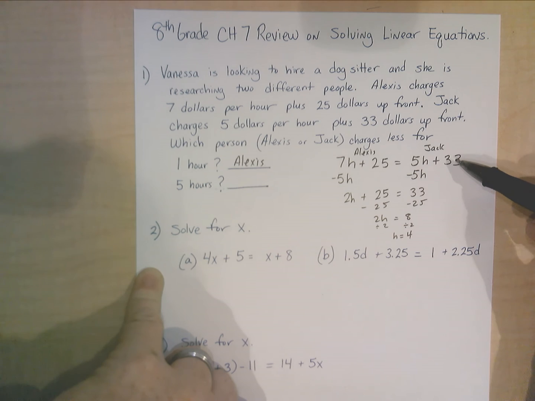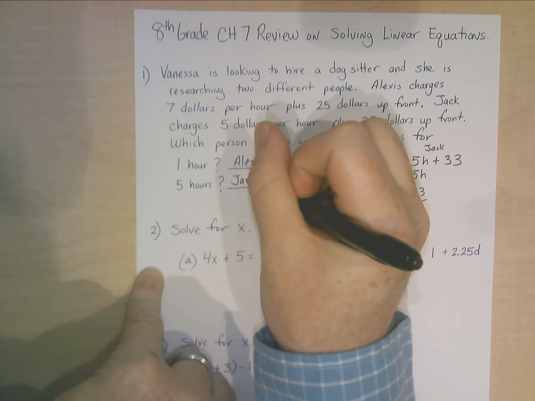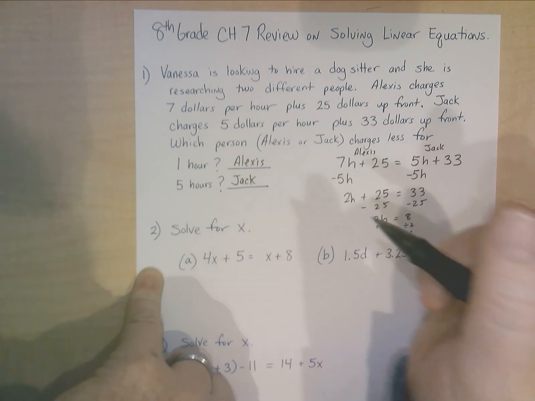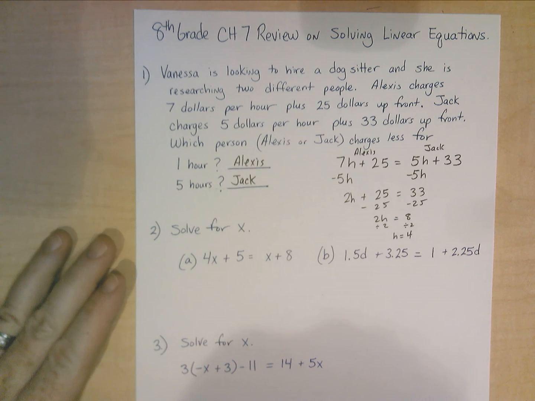So Jack's going to get increasingly cheaper after the 4th hour. So for 5 hours, Jack's is probably the way to go if you know you need a dog sitter for a little bit longer than 4 hours. Okay, so that's that on number 1.